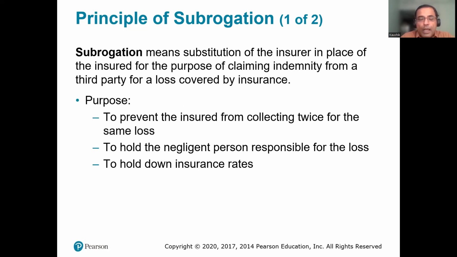So for example, I may have an auto insurance policy. I meet with an accident with a third party where the third party is the offender. So I cannot claim compensation from the third party as well as from the insurer. So what happens is the insurer will pay me and the insurer will approach the third party to recover the compensation paid.